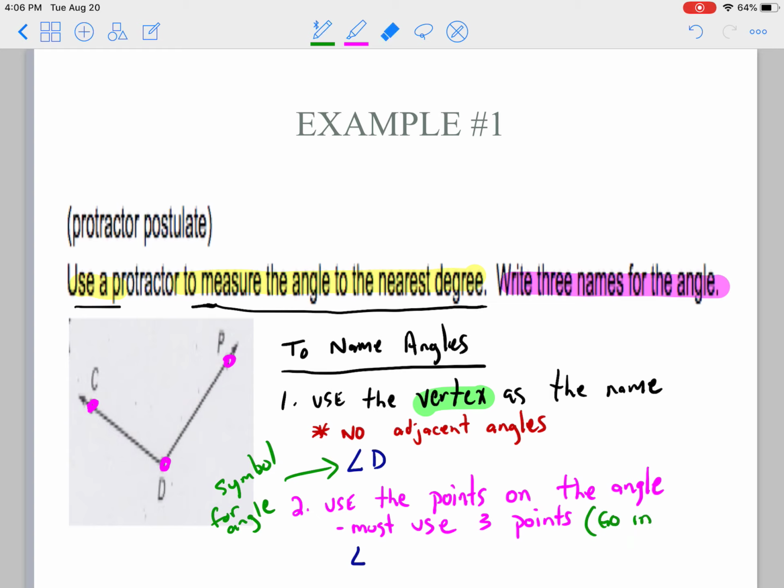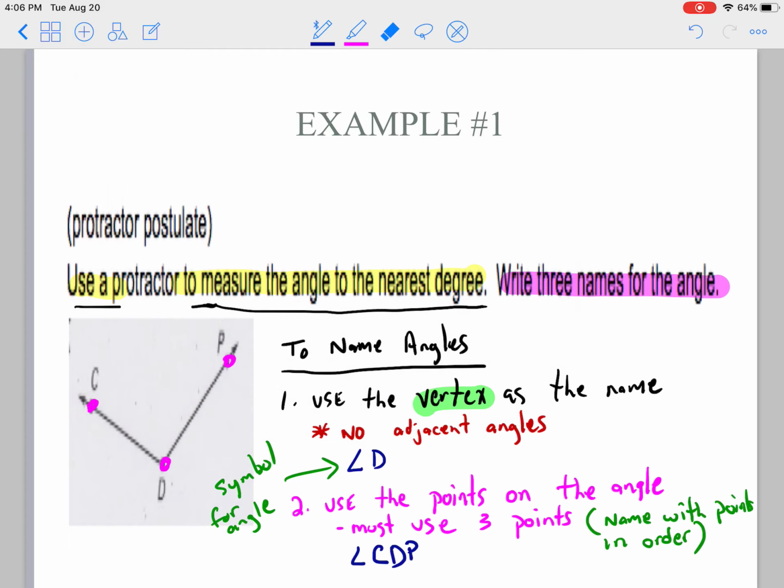Go in, or name, let's see, name with points in order. What I mean by that is I have to begin on one side, for example, C. I can't skip over to P. I have to go with the vertex in the middle. And then I can go to P.